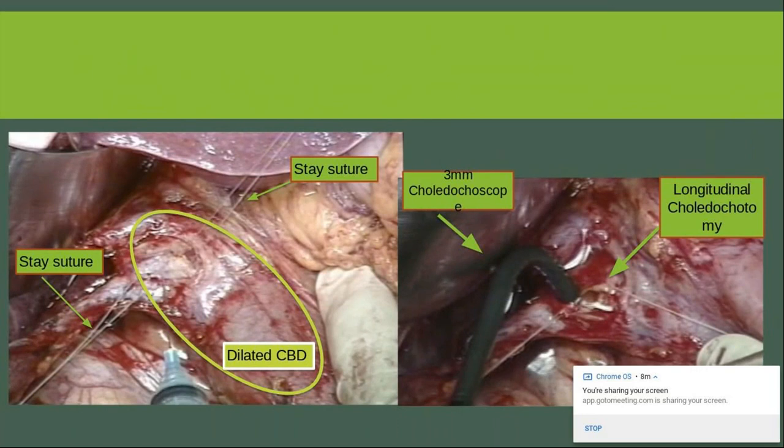You don't want to make a massive rent. 15 to 20 millimeters is what I was reading should be appropriate. This one looks a bunch smaller, but you want to advance it at that right angle.